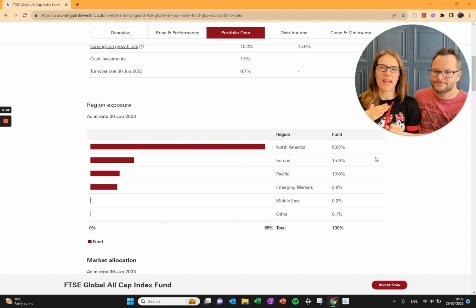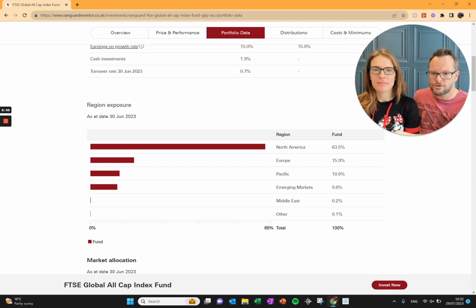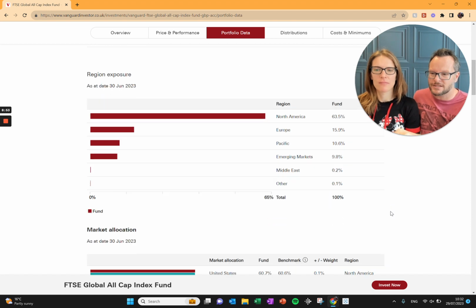You'll see Alphabet listed on the list of the biggest companies. It's the Google holding company for Google, yeah. So you've got Europe, Pacific, emerging markets, Middle East. So it tells you where it's invested.